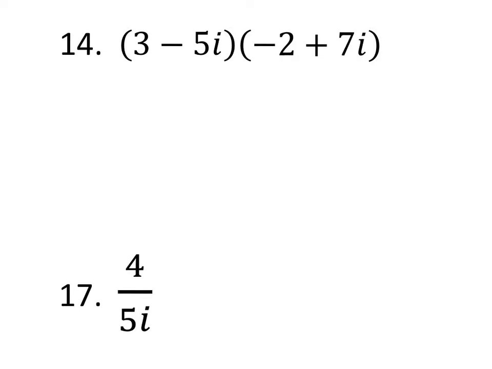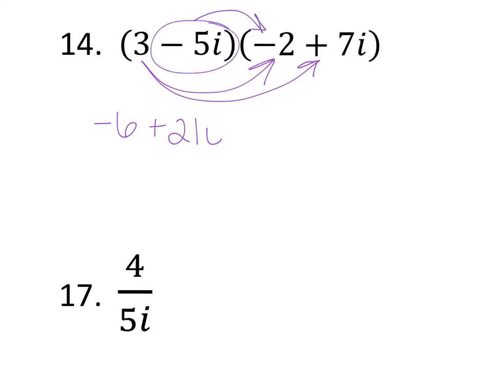So now looking at this, I'm going to have 3 times negative 2. That's going to be negative 6. Then I have 3 times a positive 7i. It's going to be 21i. And then I'm going to have a negative 5i times a negative 2. Well, that's going to be a positive 10i. And lastly, I'll have a negative 5i times a 7i, and that's going to be a negative, because a negative times a positive is a negative. Not 15, what am I thinking? It's going to be negative 35i squared.